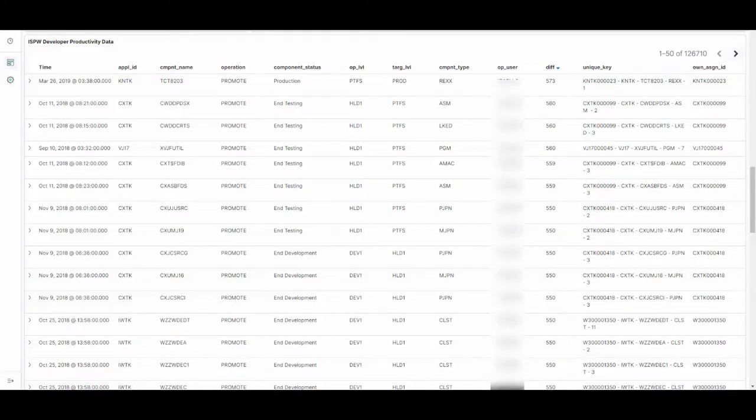By sorting on the diff field, I can sort to the top all the promotions that took the most time. By looking at the first one, I can determine that the component named TCT8203 took 573 days before it was moved from the PTFS level to the prod level in our SCM tool. And if I wanted to, I could sort it by component name and see how long this component spent in the other levels before it got here. That's how I use the data to continuously improve.